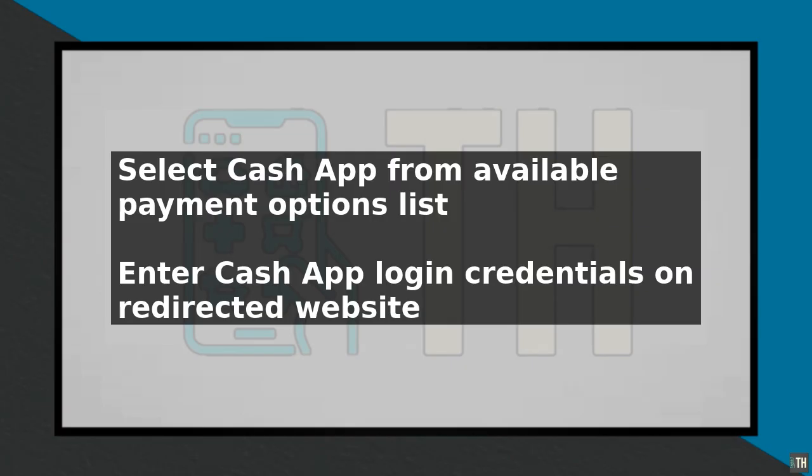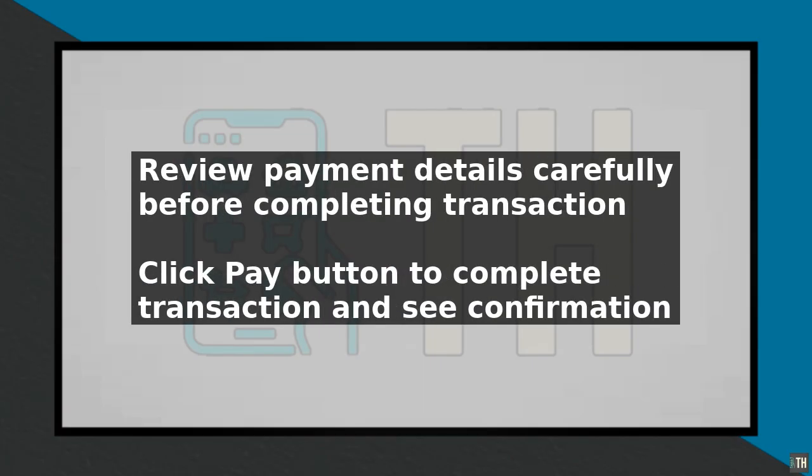After logging in, you will see the payment details, including the amount you are about to pay. Review the payment details carefully to ensure everything is correct. If everything is correct, click on the Pay button to complete the transaction. You will see a confirmation message indicating that the payment has been successful.